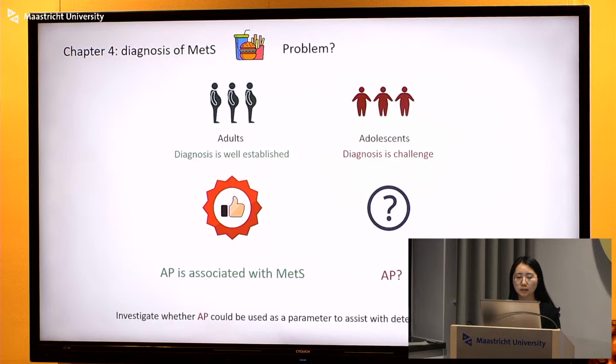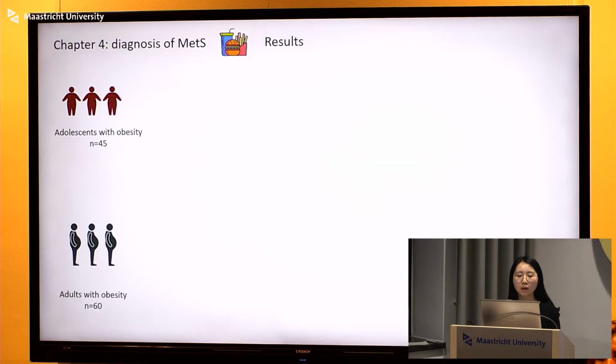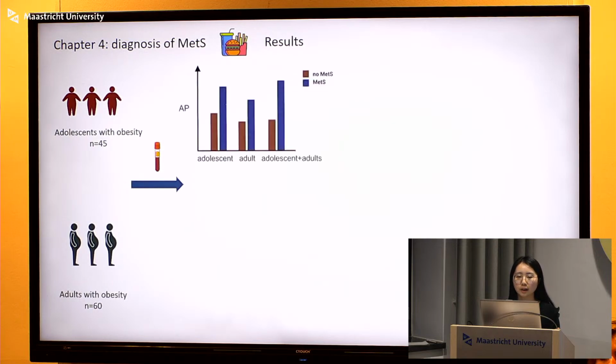Therefore, in this study, I investigated whether AP can be used as a parameter to assist with detecting metabolic syndrome in adolescents. To achieve this, we have two cohorts of adolescents and adults with obesity. These patients were divided into two groups, one with metabolic syndrome, one without. Similarly, we measured AP activity in the blood, and the results showed that AP is increased in metabolic syndrome compared to non-metabolic syndrome.